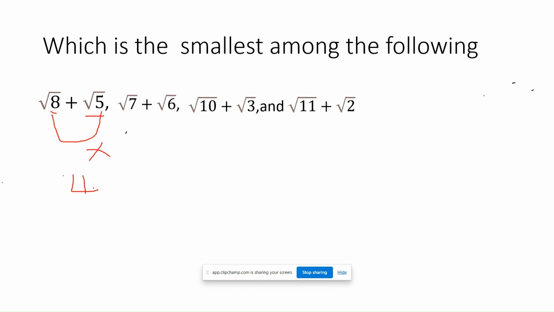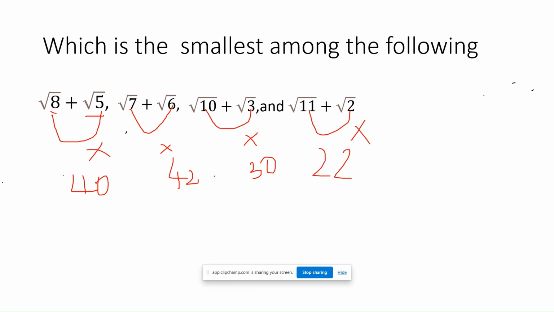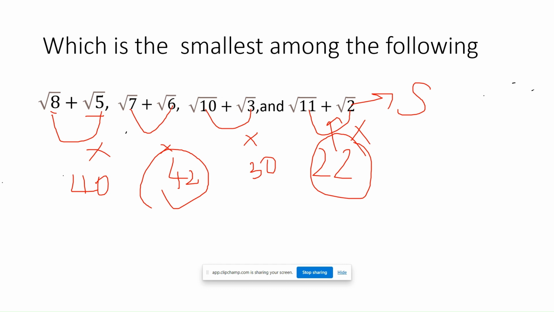8 fives are 40. 7 sixes are 42. 10 threes are 30. And 11 twos are 22. Now in this, which is the smallest number? 22. So your answer will be root of 11 plus root of 2 is the smallest number. And you can also find out the largest number. Which is the largest among these numbers? 42. So your answer will be root of 7 plus root of 6. This is the smallest number and this is the largest number.